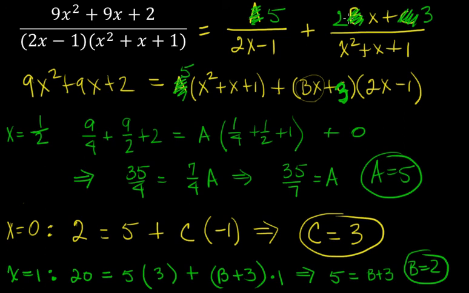And we have that this rational function is equal to, in its partial fraction decomposition, 5 over the linear factor 2x minus 1 plus 2x plus 3 over x squared plus x plus 1.